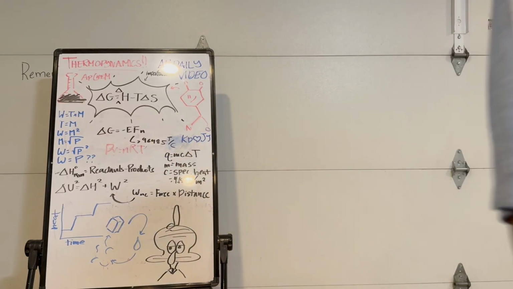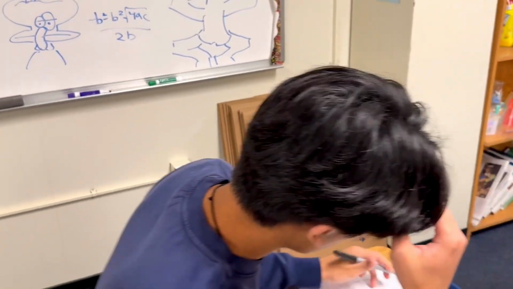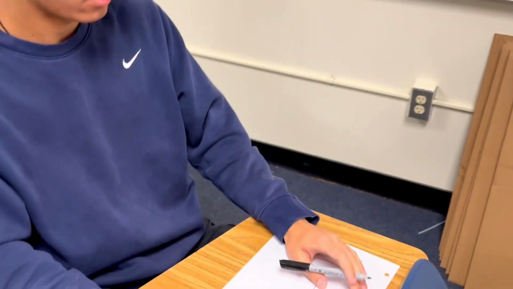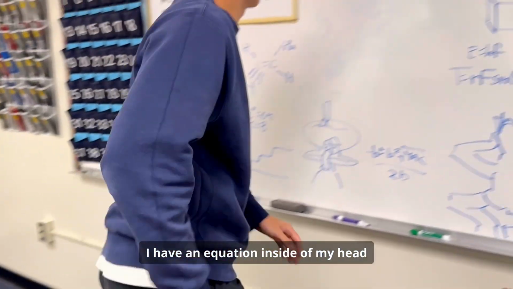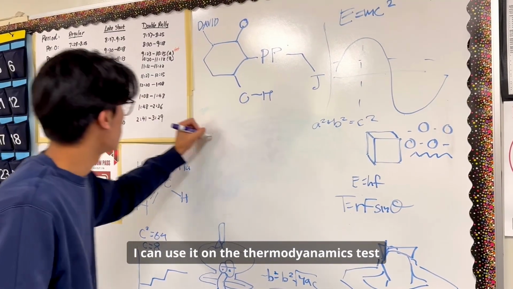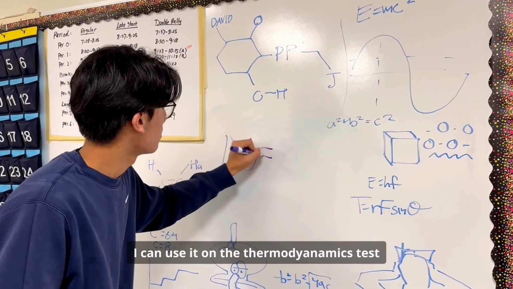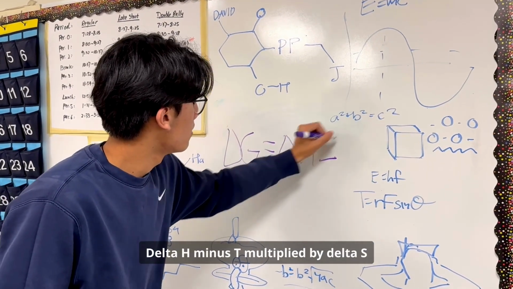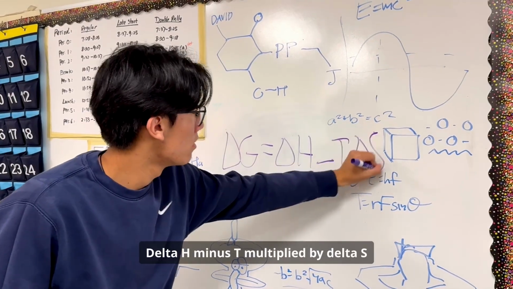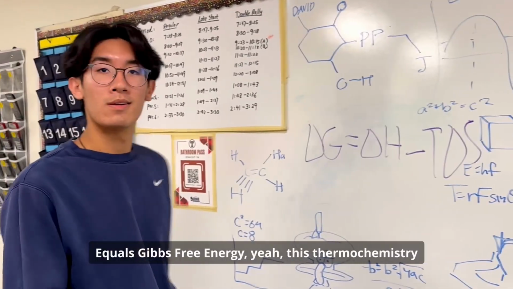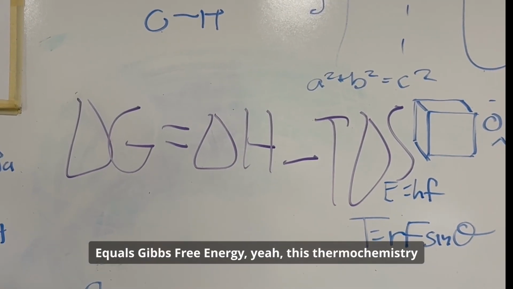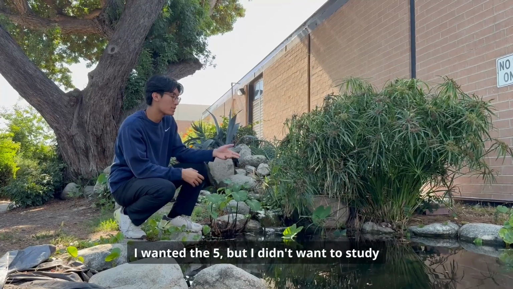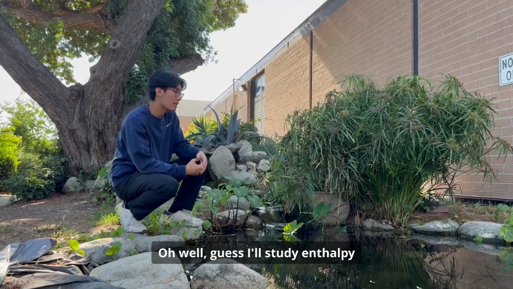Let's go. What is delta G? Bro, what? How am I supposed to solve this problem? Wait a second. I have an equation inside of my head. I can use it on the thermodynamics test. Delta H minus T multiplied by delta S gives free energy. Yeah, this thermochemistry. I wanted the 5, but I didn't want to study. Oh well, guess I'll study enthalpy.